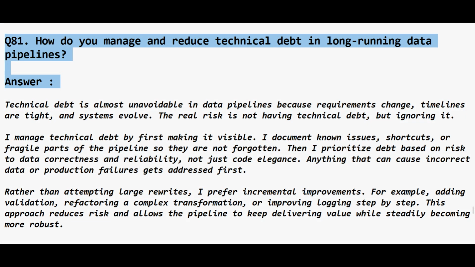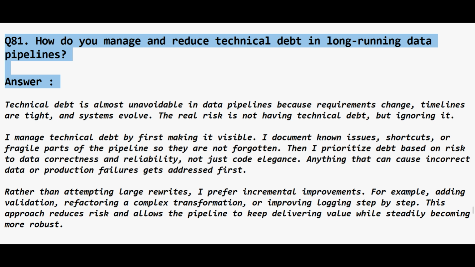Question 81. How do you manage and reduce technical debt in long-running data pipelines? Answer. Technical debt is almost unavoidable in data pipelines because requirements change, timelines are tight, and systems evolve. The real risk is not having technical debt, but ignoring it. I manage technical debt by first making it visible. I document known issues, shortcuts, or fragile parts of the pipeline so they are not forgotten. Then I prioritize debt based on risk to data correctness and reliability, not just code elegance. Anything that can cause incorrect data or production failures gets addressed first.